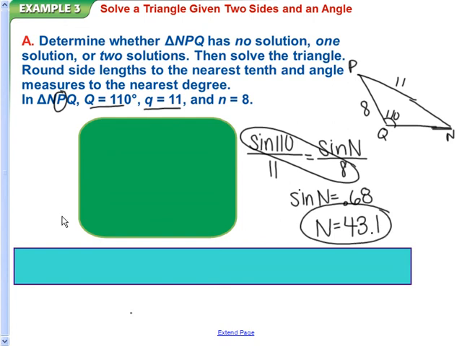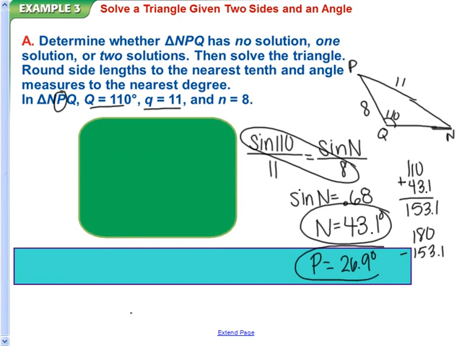Now we can find P pretty easily. 110 plus 43.1, and subtract that from 180. So now we can say P equals 26.9. We've got two of them. We have to find the third side. And the only way to find that is, again, to do the law of sines.